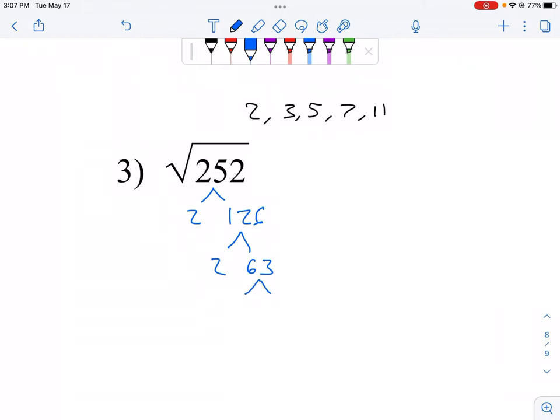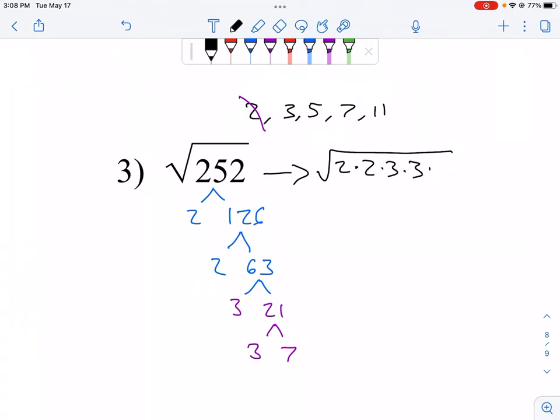And then 63 I can't break down using a 2 because it's not even. So I used up my 2s. Now I'm going to try 3. So 3 and 21. 3 and 7. And the whole idea is that I rewrite the square root of 252 as equivalent to the square root of 2 times 2 times 3 times 3 times 7. If you put all of this in a calculator and multiply it up, it will make 252. And I got all of these numbers from here.